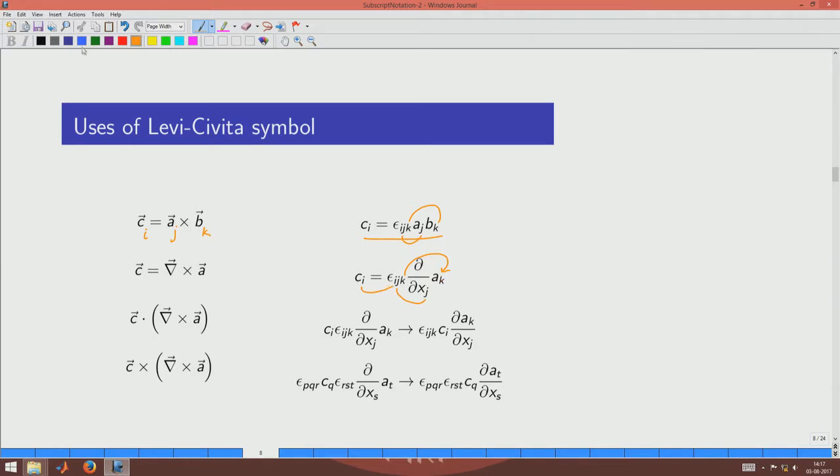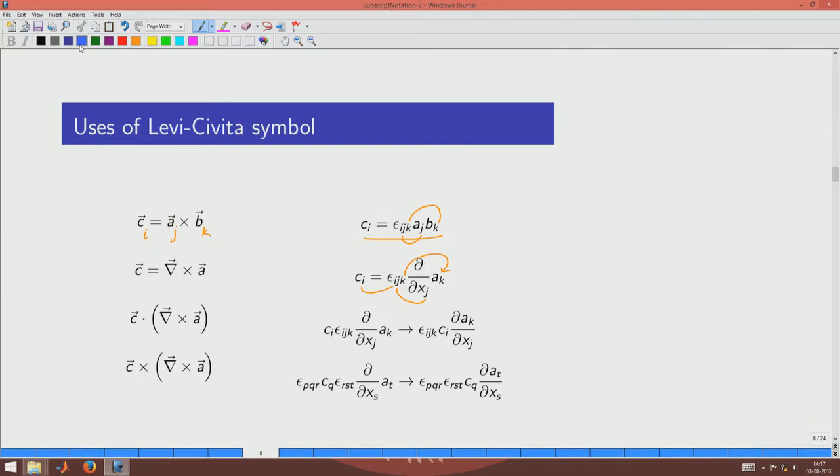Now, whenever there are multiple operators like dot and cross, then we must combine the rules that we have used for Kronecker delta as well as the permutation matrix. So, what is the rule for the dot product? The indices have to match.